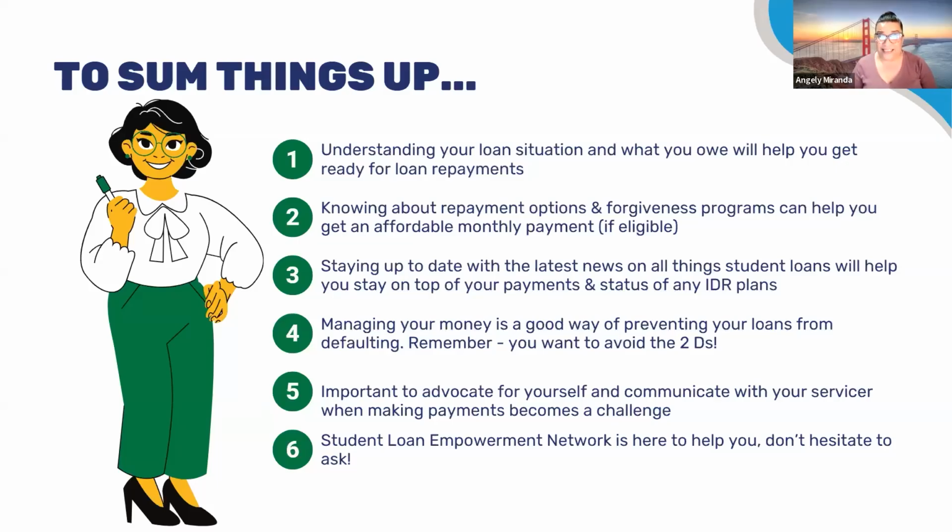Managing your money, again, is going to be a super important and a good way for you to prevent defaulting on your loans and make sure that you stay on top of your payments. So remember, you do want to avoid the two Ds. It's also important to advocate for yourself and communicate with your servicer when making payments becomes a challenge for you. So speak up, ask for help, and ask for that support. And know that the Student Loan Empowerment Network is here to help you. So don't hesitate to ask for help from us.